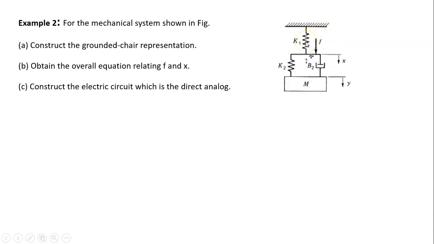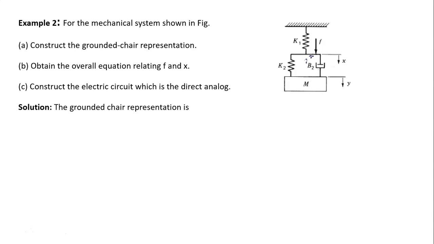Spring K1 is there, it is connected to the x coordinate and to the ground here. At the x coordinate, force F is acting. Spring K2 and damper B2 are in between the x and y coordinates, and at the y coordinate mass M is there. Therefore, we will determine first of all its grounded chair representation. Solution: the grounded chair representation is, we know what the first step is.